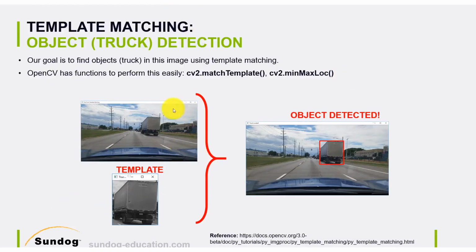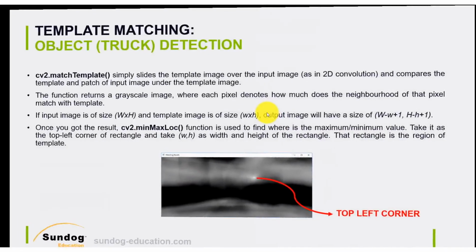I have my image and I have my template, which is a picture of a truck, and I'm asking OpenCV to draw a rectangle around the truck that's found in the original image. So I'm going to use cv2.matchTemplate and cv2.minMaxLoc to actually locate my truck. All right, let's see how we can do this.